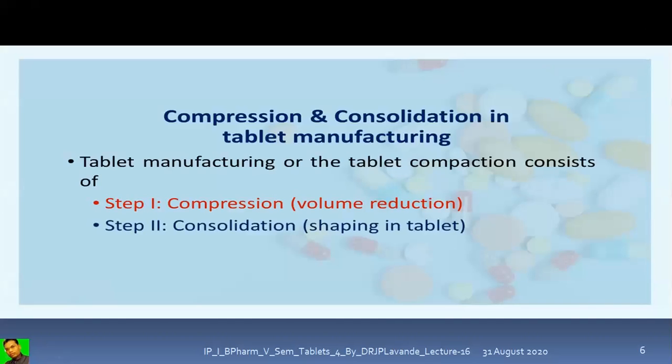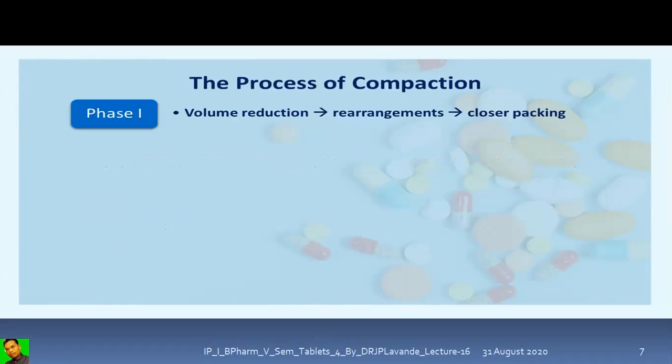Tablet manufacturing, or tablet compaction, consists of two different steps. Now what are these two steps? Step 1 involves the process of compression. Compression is nothing but the reduction in the volume of the granules, the reduction in the volume of the material held in the die capacity. And step 2 is consolidation. Consolidation is the process of forming the shape of the tablet.